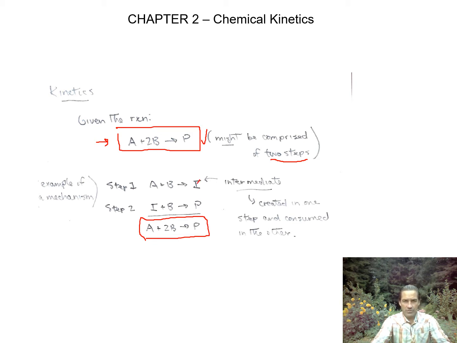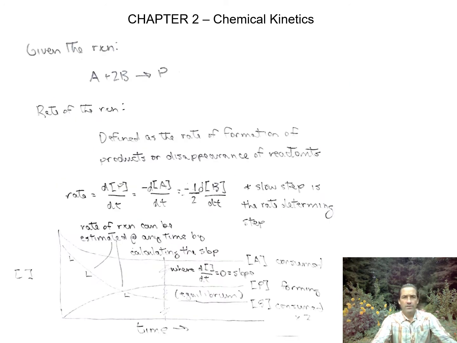Well, we add these two equations. I cancels out on both sides. We get A plus 2B equals the products. So this is what you see in the textbook, but how we actually got here was actually a lot more complicated. So this is, again, an example of a reaction mechanism. So we're primarily going to cover rates in this class. That's how we're going to use kinetics later on during the semester.